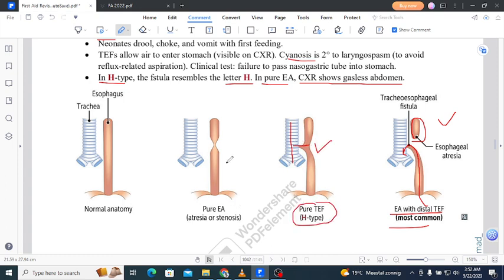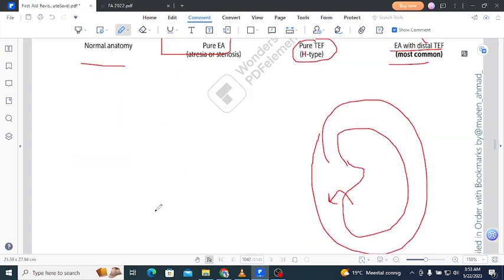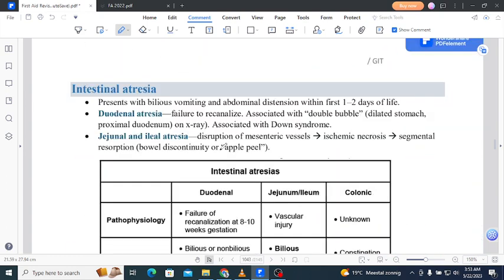Then we have pure esophageal atresia, in which the esophagus has become atretic and it is not connected to the stomach, neither to the trachea. So in this particular scenario, we will get a gasless stomach, as we have seen in the FA 2022, and this is a normal anatomy. Now let's move forward to the intestinal atresia.